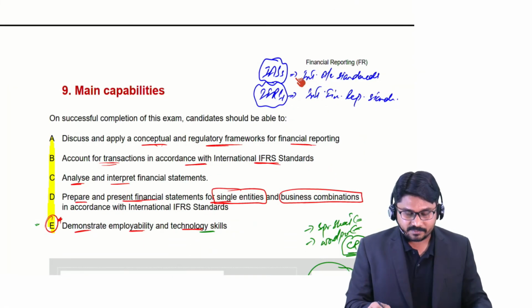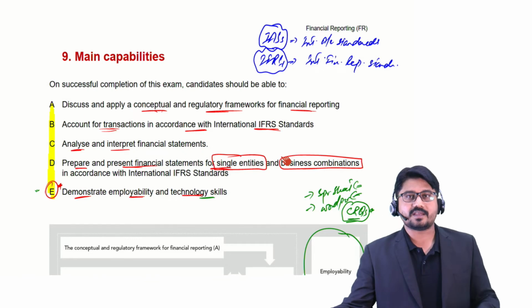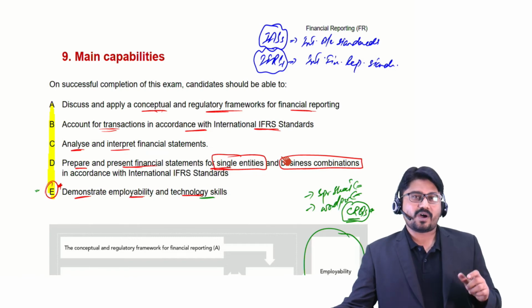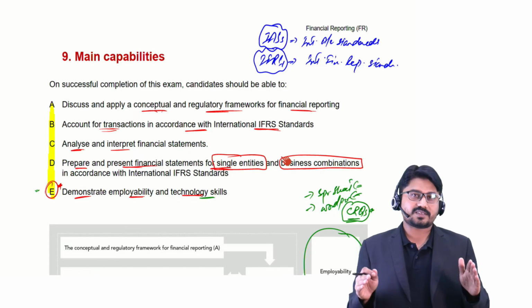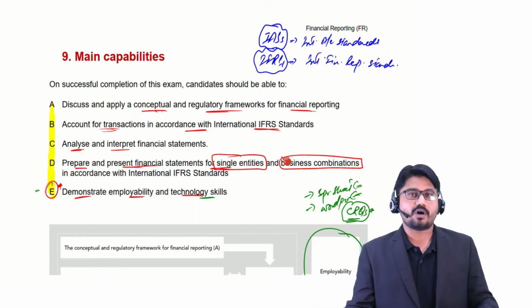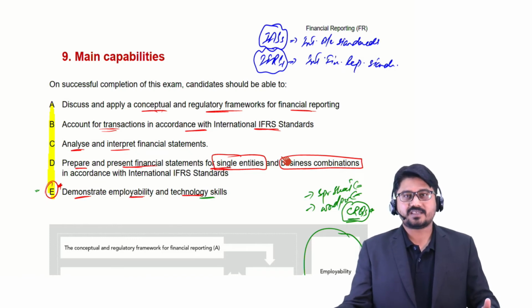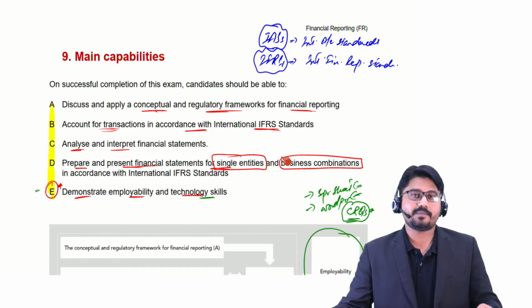As marked over here, IASs and IFRSs are the basis of financial reporting. Think: why does each and every company prepare financial statements, and why are all these financial statements similar in format? Because they follow the guidance of IAS 1, which is presentation of financial statements. So every company follows the guidance of IAS 1 and prepares financial statements in the same format.